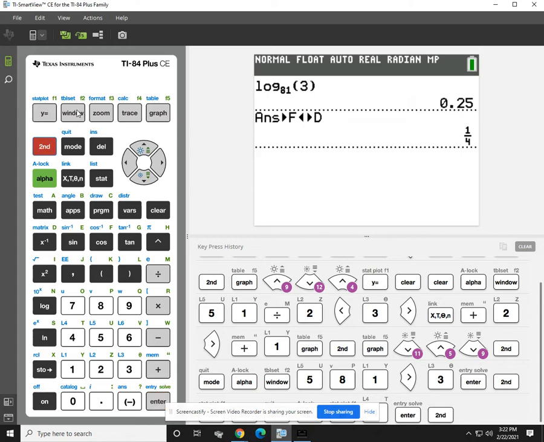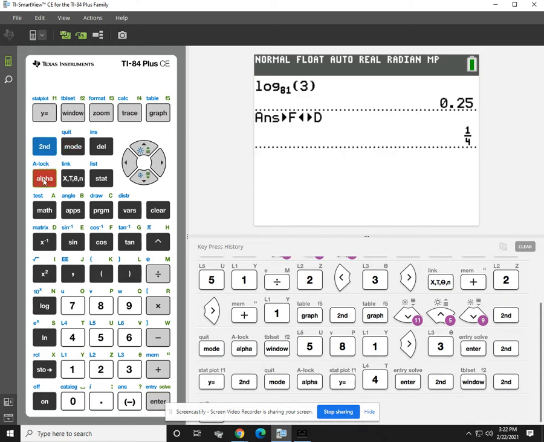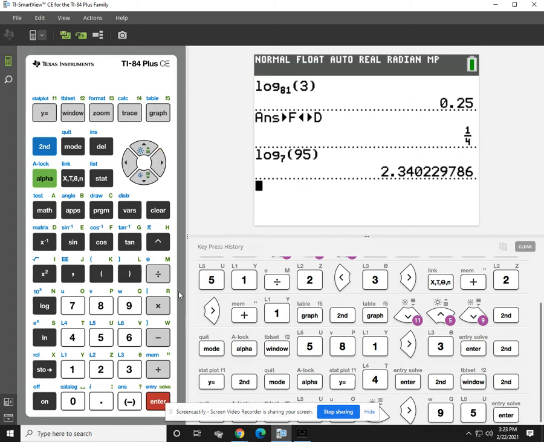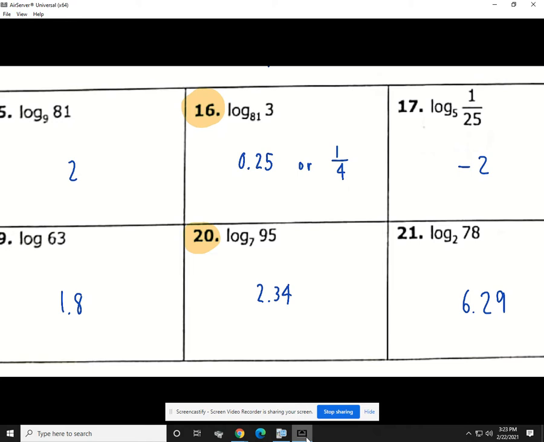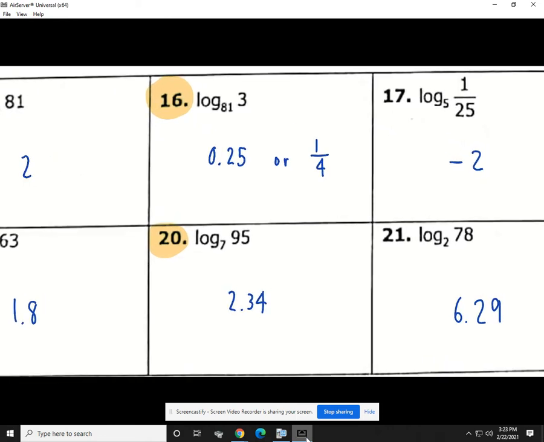And let's do one more, alpha, window, number 5. It's log base 7 of 95. And this one's not going to come out as something you can write as a fraction or decimal. So you're just going to have to round and say this one's approximately 2.34. And again, those are orange because you can expect to see two problems from this section that look very similar to this on your test. So there you have it, 16 and 20.